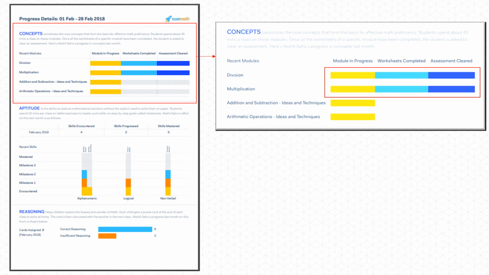You will notice that Akshit's current ongoing module, which is addition and subtraction, will only have the first block, module in progress, filled. Please note that it is critical for you to mark sheet completion for each student in time for the report to denote the latest and correct information to the parent.